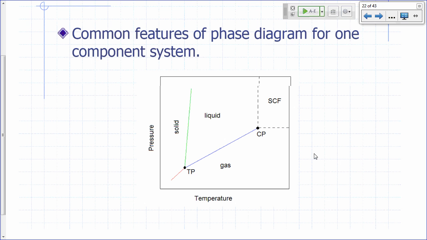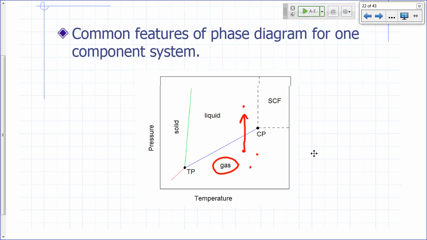It's divided into four regions, actually, at least three regions. Here at low pressure, high temperature, any point on this diagram in this region represents a condition where you expect to find your substance in the gaseous form. What happens if you were to raise the pressure of a gas at constant temperature? Eventually, it turns into a liquid.